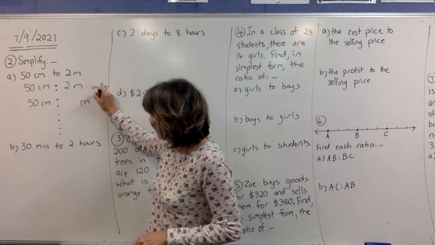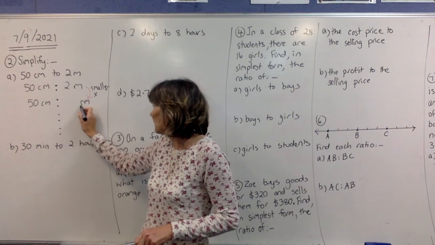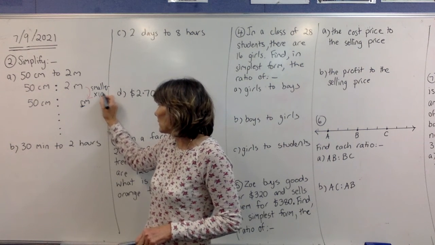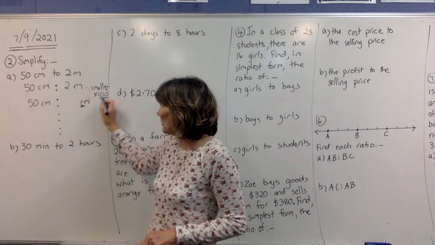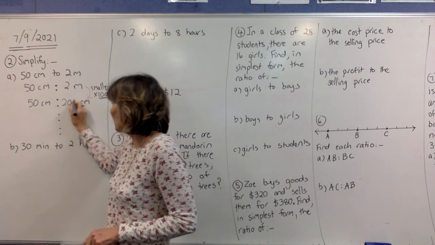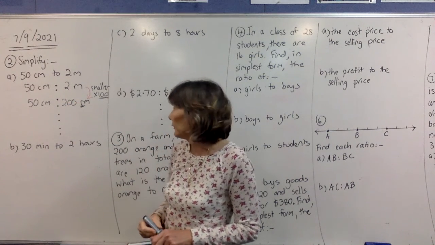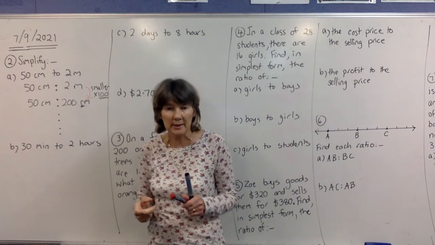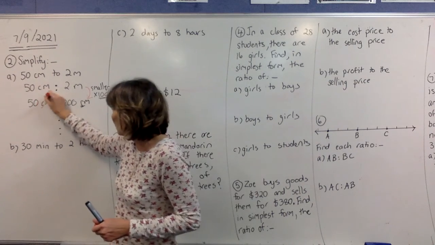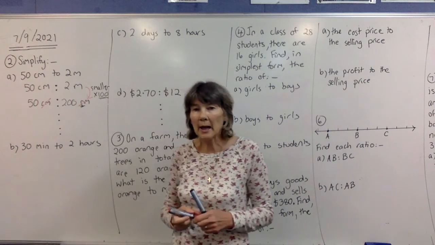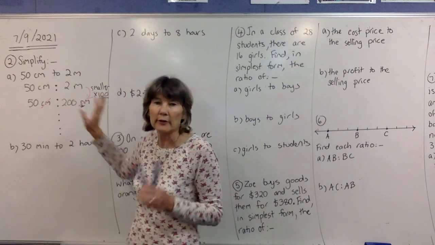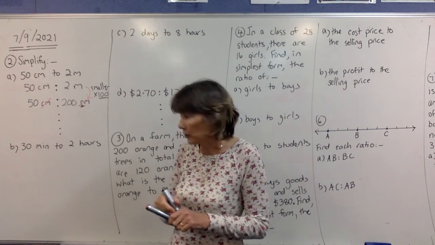So we are multiplying, and remember centi is 100, so we're multiplying by 100. 2 times 100 is 200 centimetres. You can use your calculator if you like. Now once the units are the same, we cross them off. Right? You can't cross them off if they're different. You've got to make sure they're the same units, and then you can cross them off.